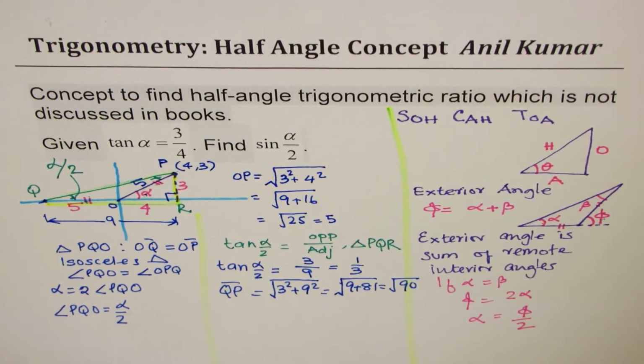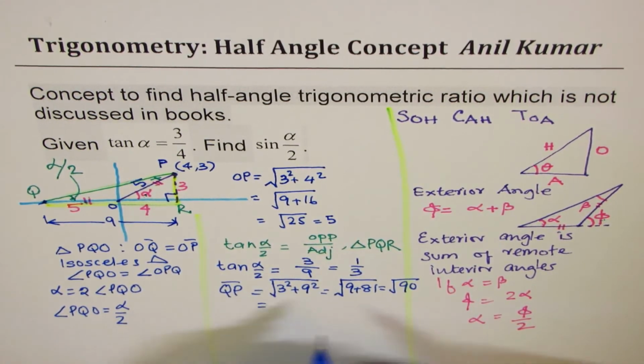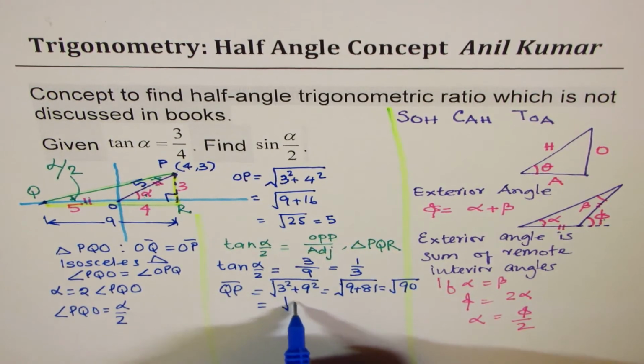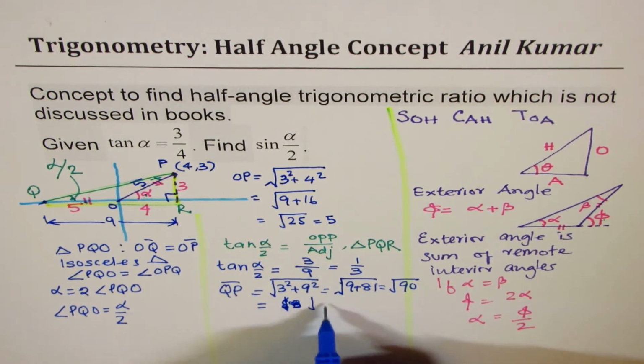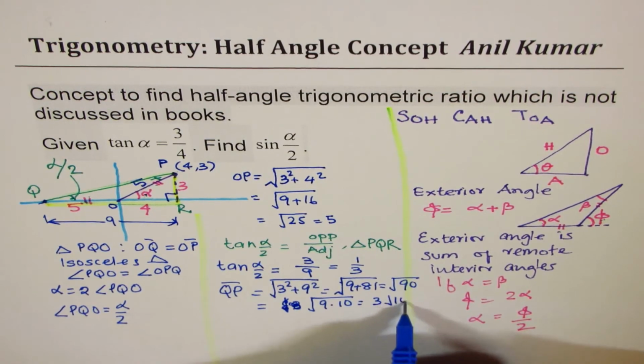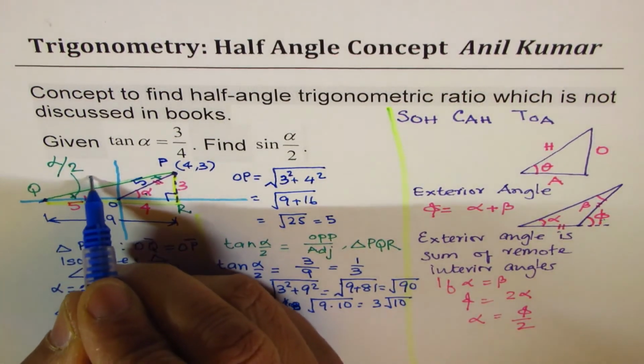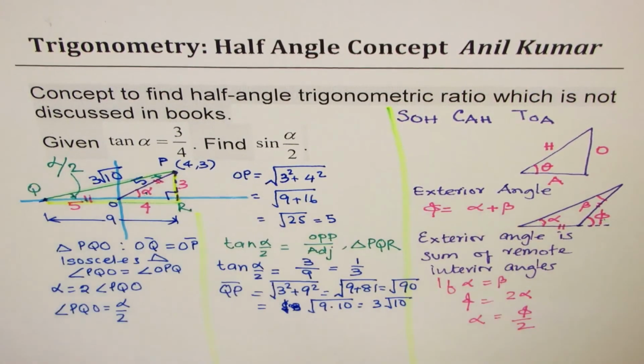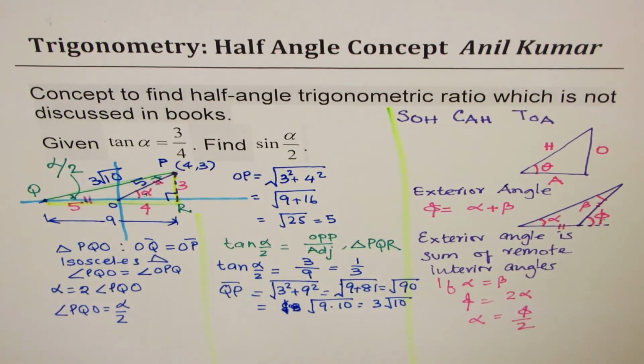Now, the square root of 90 could be written as 9 times 10, which is 3 square root 10, correct? So this hypotenuse is 3 square root 10. Perfect. So that is simple maths, which may be difficult for grade 9 and 10 students, but I hope that's why I've taken all this time here.